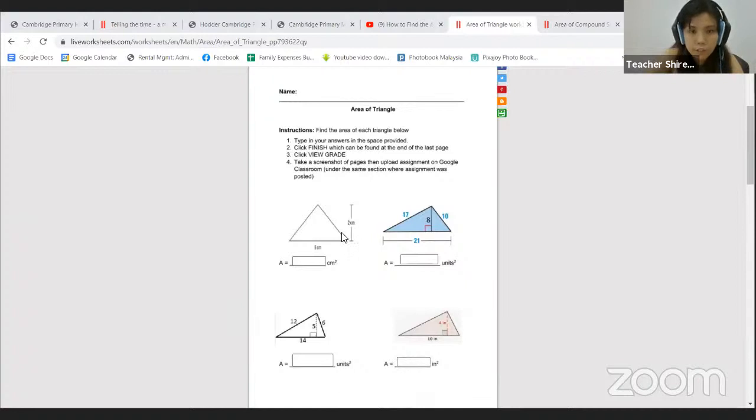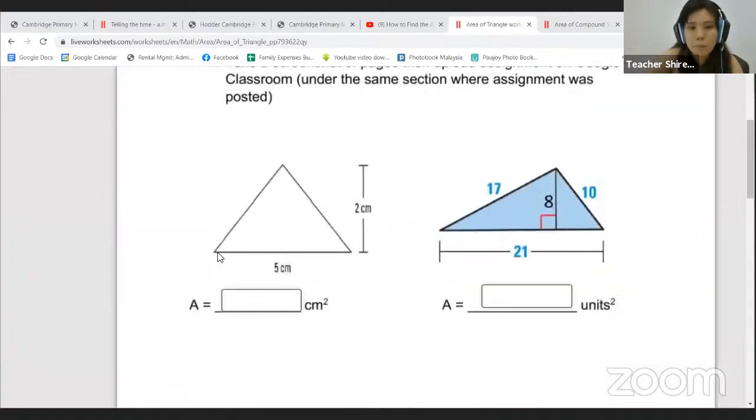Okay, let's try to do a simple one. Base times height. So 5 times 2, you know it's a square, but this is a triangle, so it's half of it. So it's 5 times 2, 10. 10 divided by 2, so the answer is 5. Okay? Okay, now this is the challenging one.